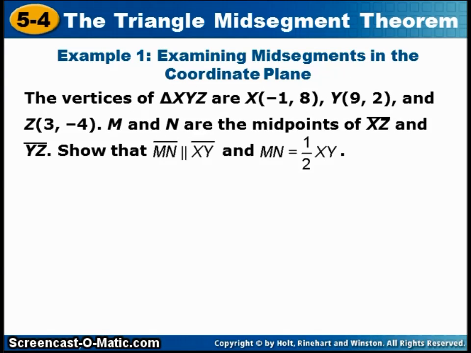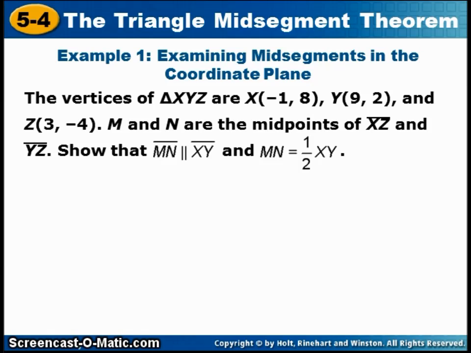Now we're going to start looking at midsegments on a coordinate plane. The vertices of triangle XYZ are X at (-1, 8), Y at (9, 2), and Z at (3, -4). In order to look at the midsegments, we need to find the midpoints. We're going to let M and N be the midpoints of XZ and YZ. We want to show that segment MN is parallel to segment XY, and that the distance from M to N is equal to half the distance from X to Y.